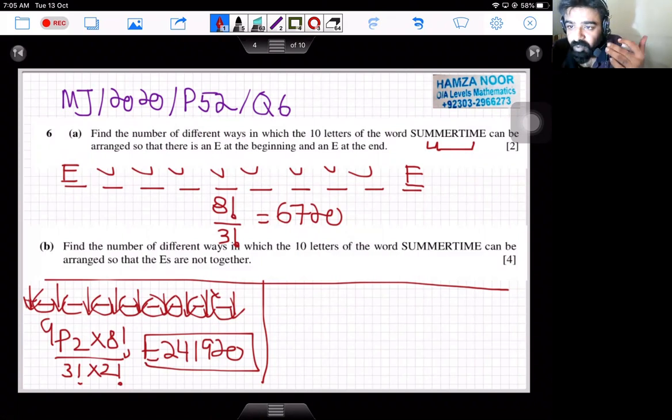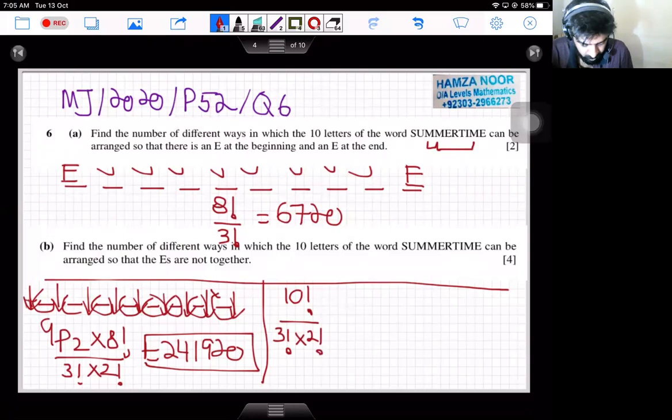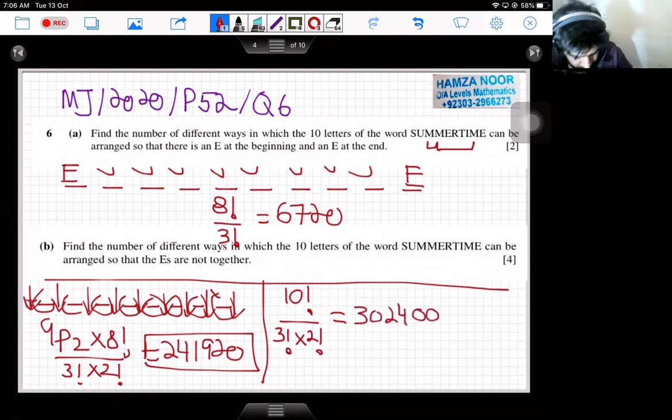Let's just find out the total number of possible arrangements, that is without any restrictions. How many total letters are you having? 10. 10 factorial. How many m's are repeating? 3 m's are repeating. In the denominator you have 3 factorial. How many e's are repeating? 2 are repeating. So in the denominator you have again 2 factorial. So total possible arrangements without any restriction, 10 factorial divided by 3 factorial multiplied by 2 factorial. 302400 ways. These are the total possible arrangements without any restrictions.